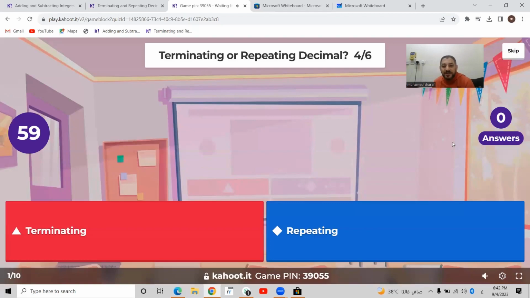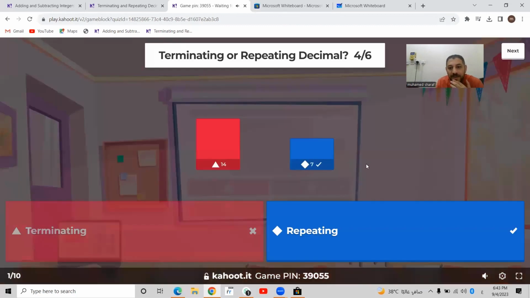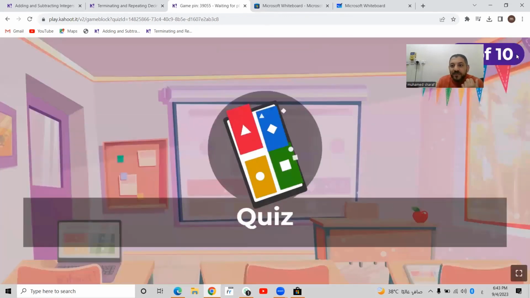4 out of 6. Is it terminating or repeating? By the way, 4 out of 6 is 2 out of 3, guys. Okay? So 4 out of 6 is the same as 2 out of 3. It's one of the common fractions. One of the fractions we studied in details. Okay, so yeah, guys, it's terminating. It's not terminating. It's 2 out of 3. It's 0.6 bar, guys. So it's not terminating. It's repeating. Next question.